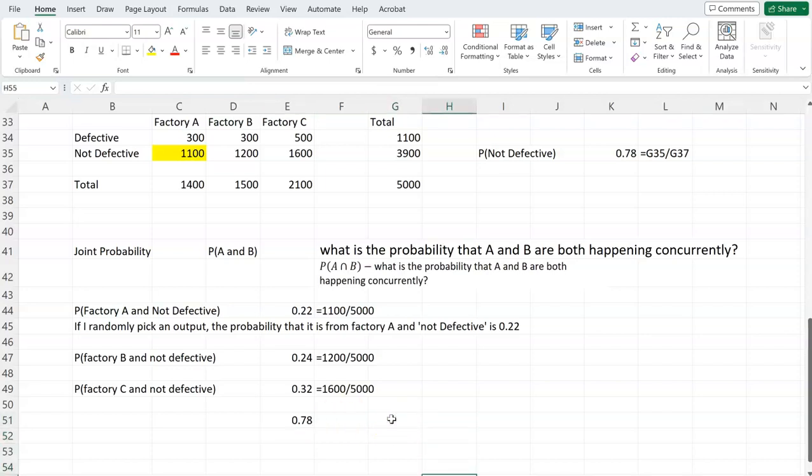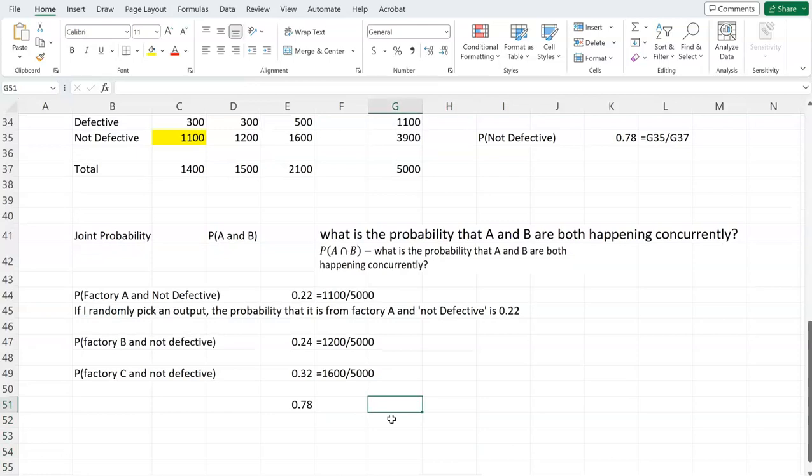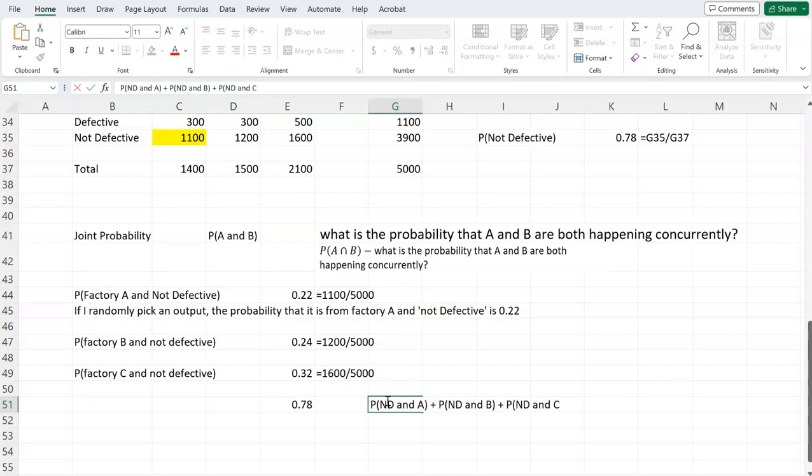From here I can say, let me write non-defective as ND and defective as D, just to make it easier. So we can also write this as the probability of not defective and produced in A, plus the probability of not defective and produced in B, plus the probability of not defective and produced in C. This will all equal the probability of not defective. And this is another formula that we have in statistics.